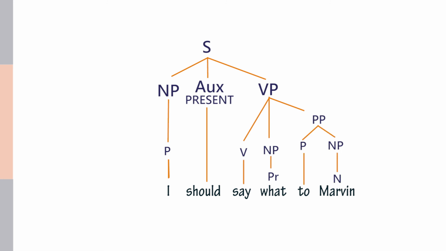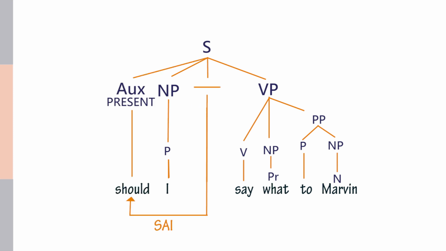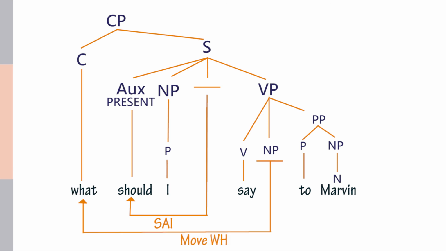What is the first movement I apply? It's the SAI, the move aux. So you need to move the aux, which is should, and then you need to apply a CP, put a C, which is what. Okay, so you can see that the movements are neatly applied in the second part of the sentence.